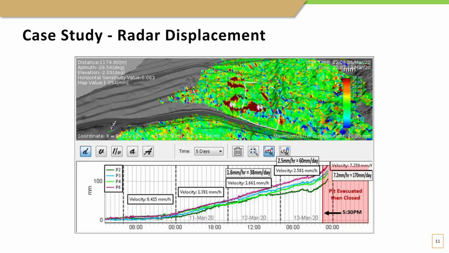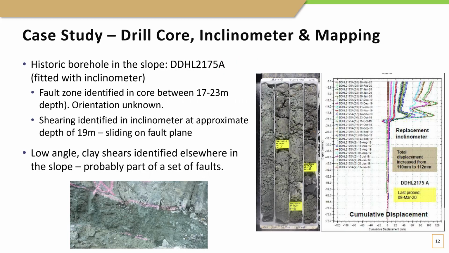Here's a figure showing the ground displacement from the synthetic aperture radar. You can see the red hotspots, they're indicating areas of high movement, and at the bottom you see a linear acceleration in the deformation versus time plot.